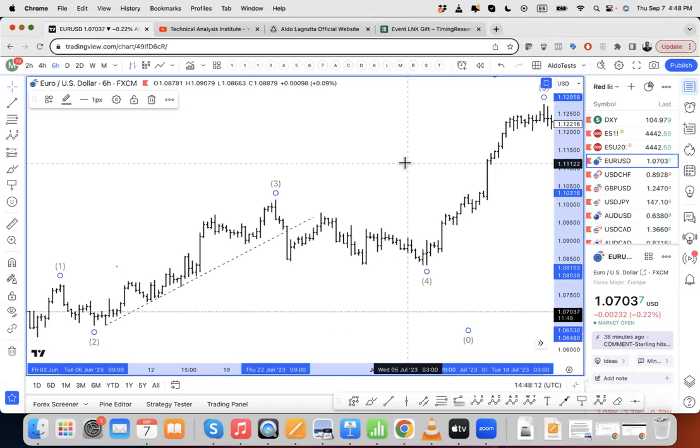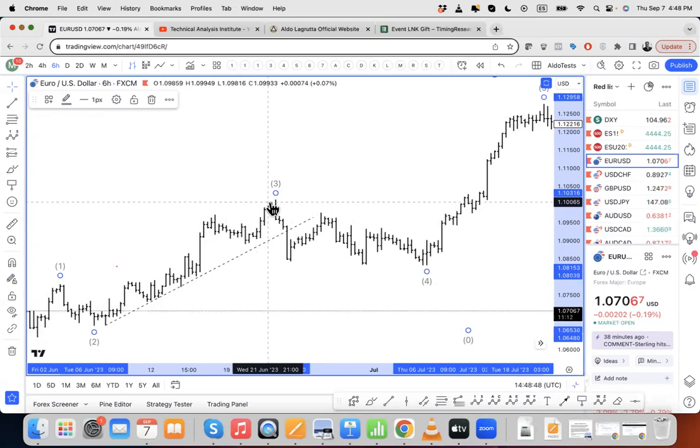Well, let's go through the rules. Wave 2. Remember, the first rule refers to the first leg. Wave 2, did it travel more than 100% the distance traveled by wave 1? No, it didn't. So first rule, check. Wave 3, is it the shortest? Well, not really. Look at wave 1, it's a lot shorter than wave 3. Therefore, it's not the shortest. So the second rule, check.